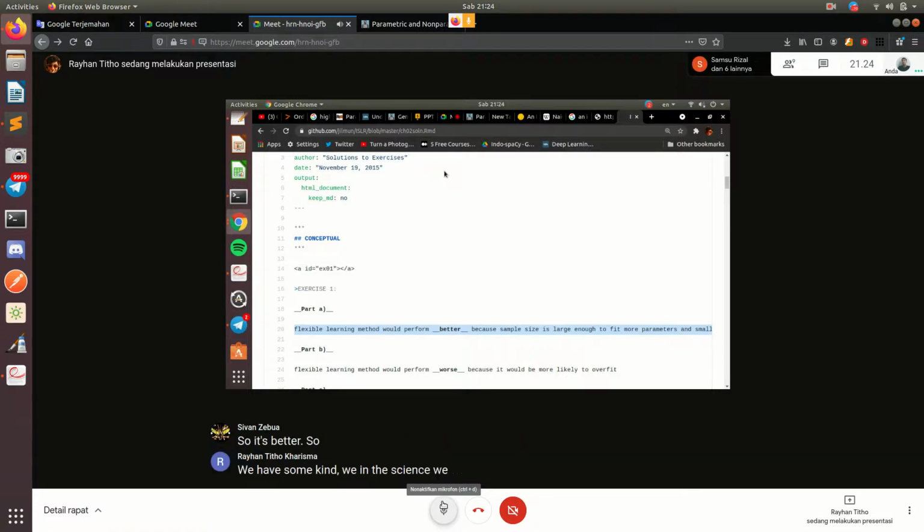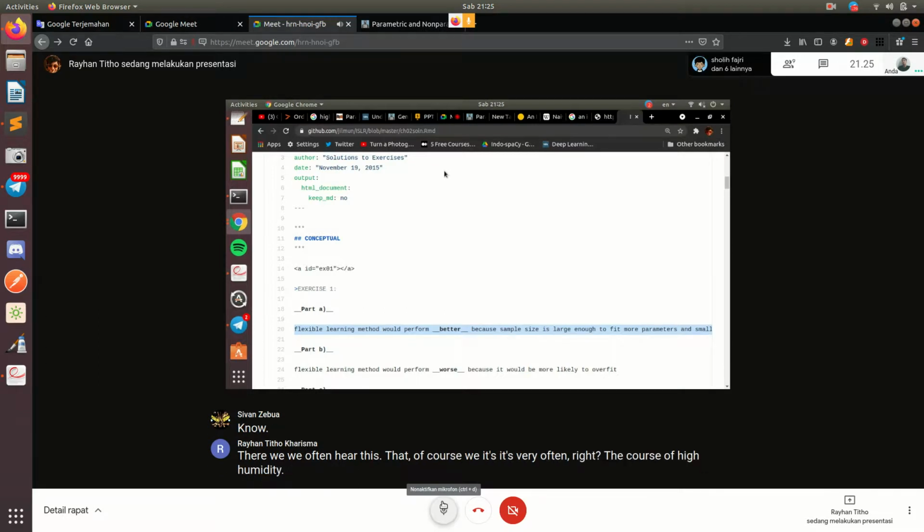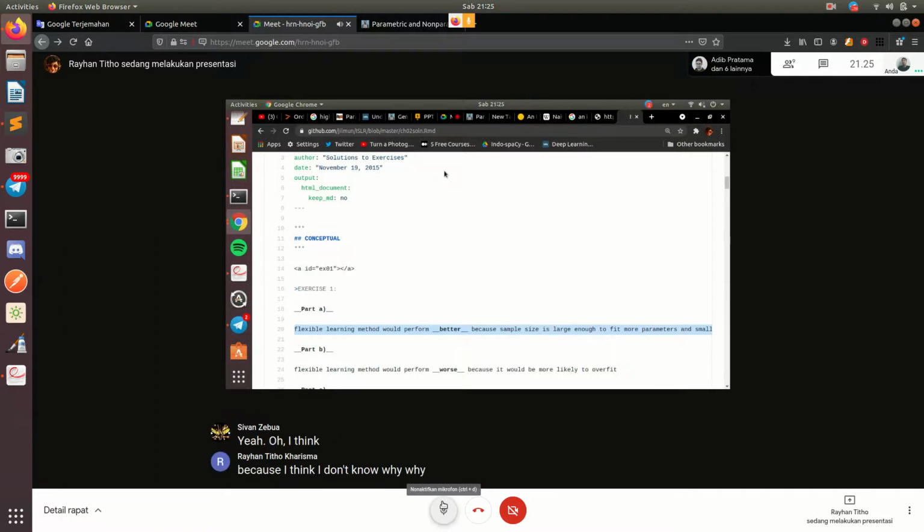In data science we often hear about the curse of high dimensionality, right? I don't know why, but high dimension sometimes makes the model performance worse. So that's why we need to reduce dimension, so we only use the related features.